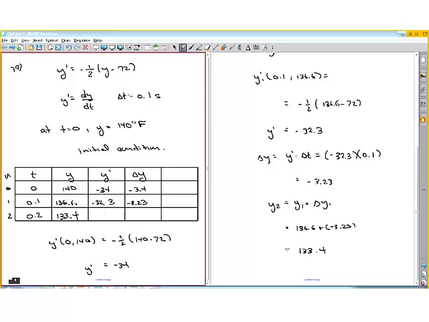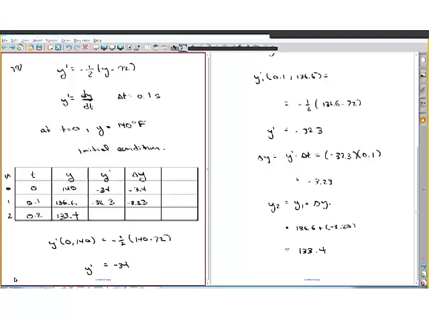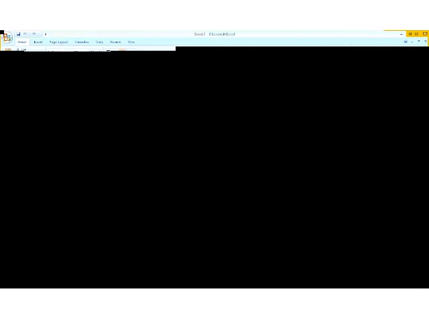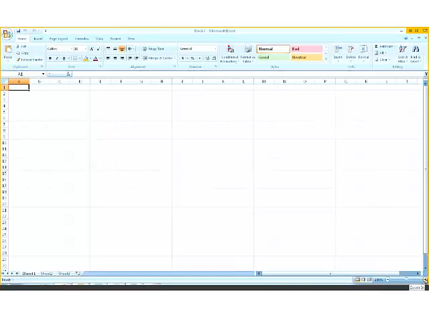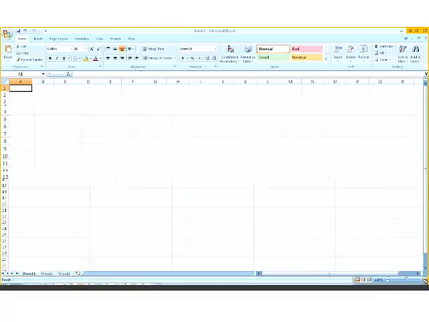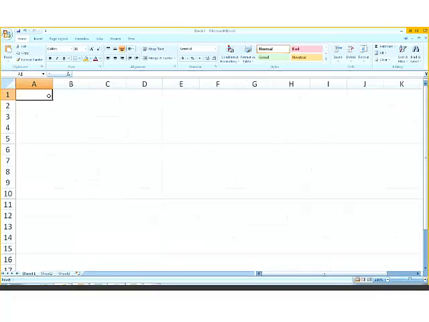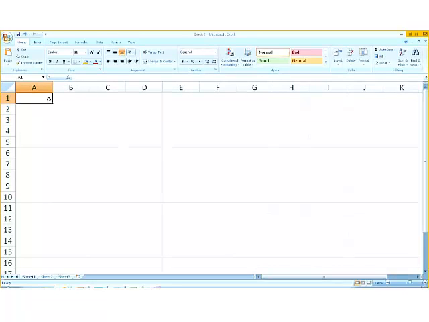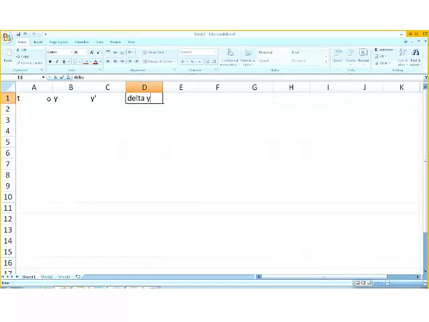And what we're going to do is go to Excel now, and we're going to fill this all out. Okay, so here we are. Again, we use the first row to put in the titles. We have the independent variable, which is t. We have the temperature, which is y. We have y prime, which is the slope. And we have delta y.